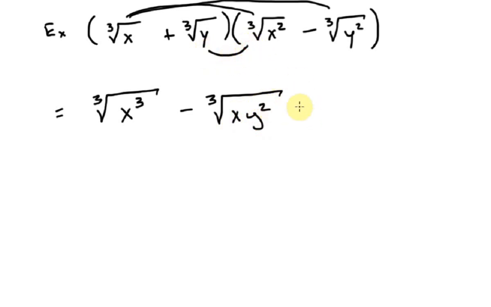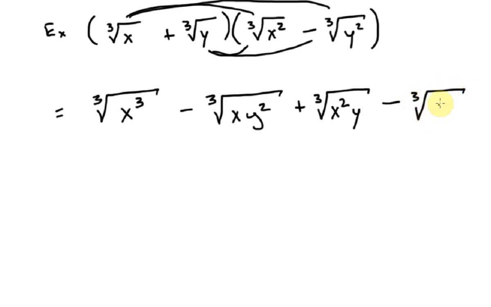Now this is positive, and they're cube roots as well. And I have x squared and a y. I always like to keep them in alphabetical order. It's less likely to miss stuff that way. And then my last one here is going to be negative, and it is a cube root of y cubed.